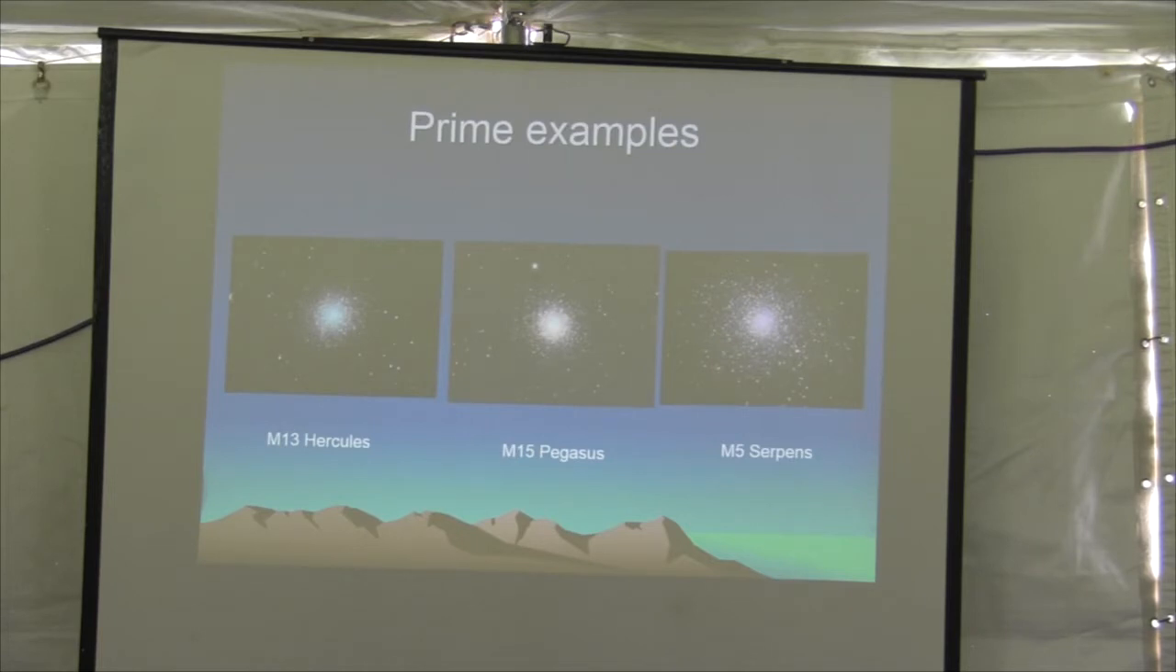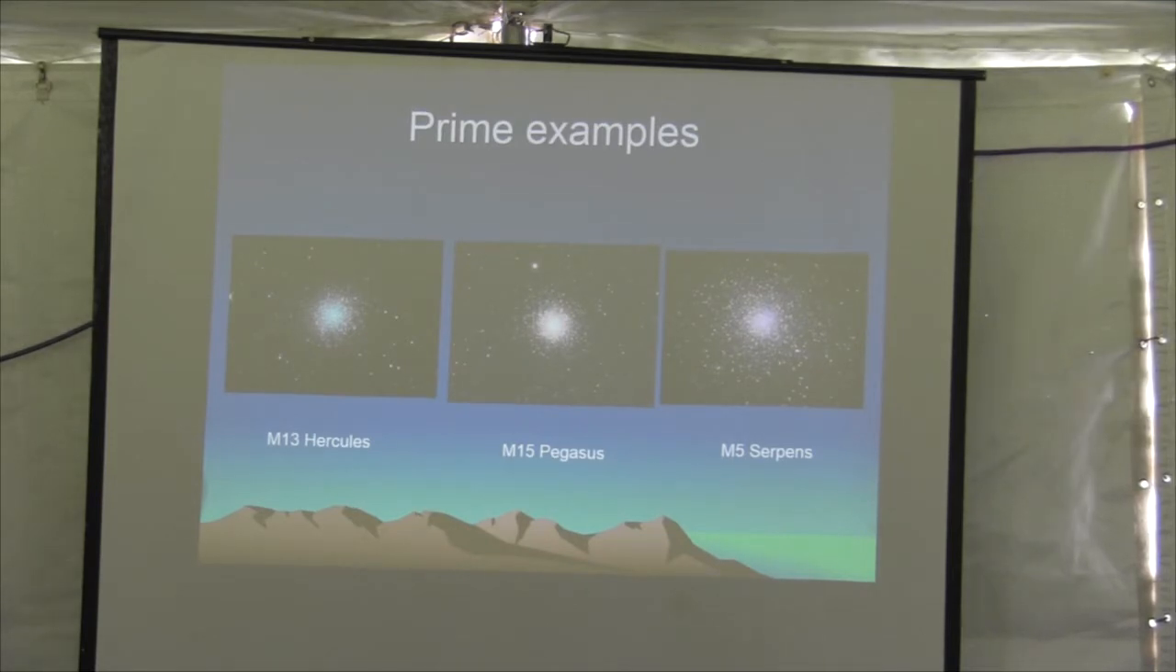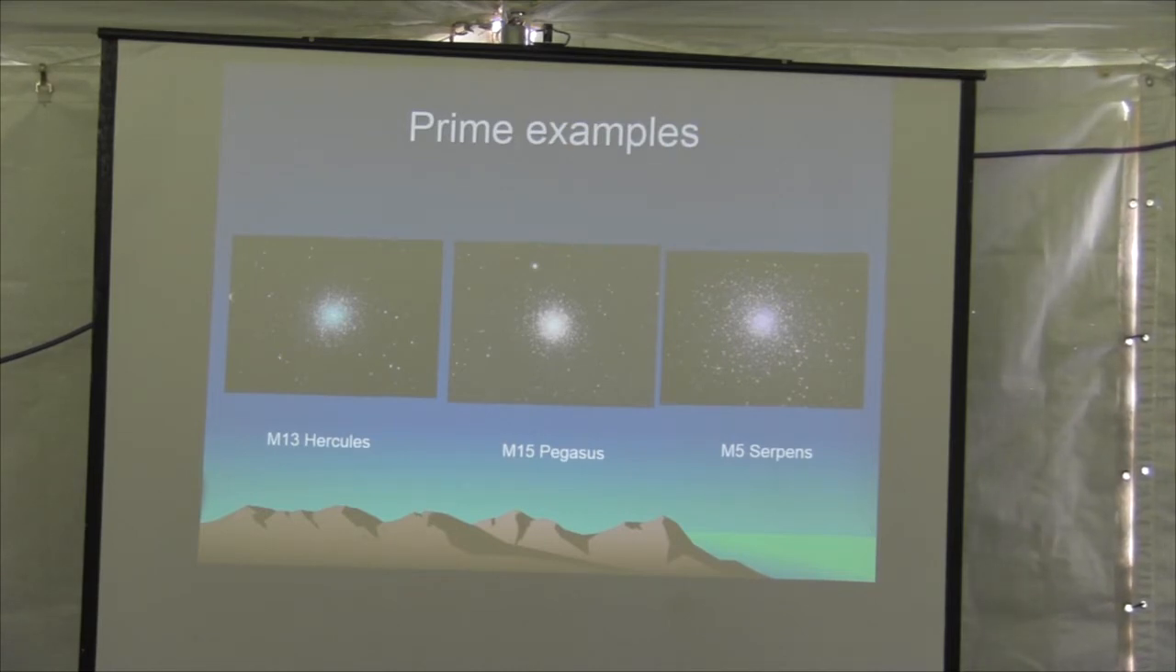A few more prime examples. M13. Hopefully you'll be able to see M13. M13 is the Great Hercules Cluster globular. M13 is about 22,000 light years away from us. Its radius is about 84,000 light years, so it's about 160 light years across. Its age is estimated at about 11 to 12 billion years old. So those are some old stars. Globulars are very old stars compared to open clusters.